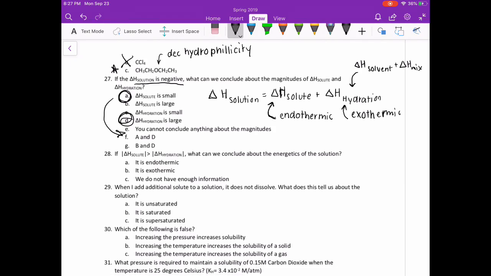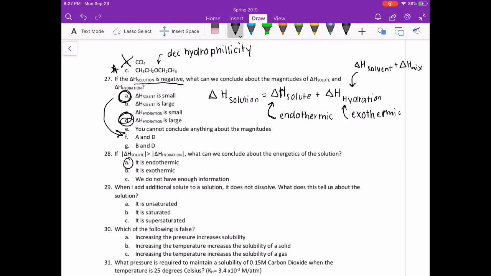Moving on, if the absolute value of H solute is greater than the absolute value of H hydration, what can we conclude by the energetics? This is saying if my endothermic term is greater than my exothermic term, what is the overall going to be? And I know it's going to be overall endothermic if the endothermic term is bigger. So don't get tripped up on that.